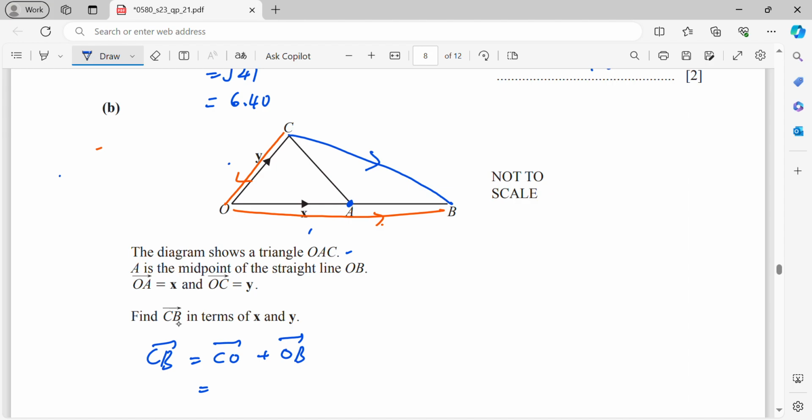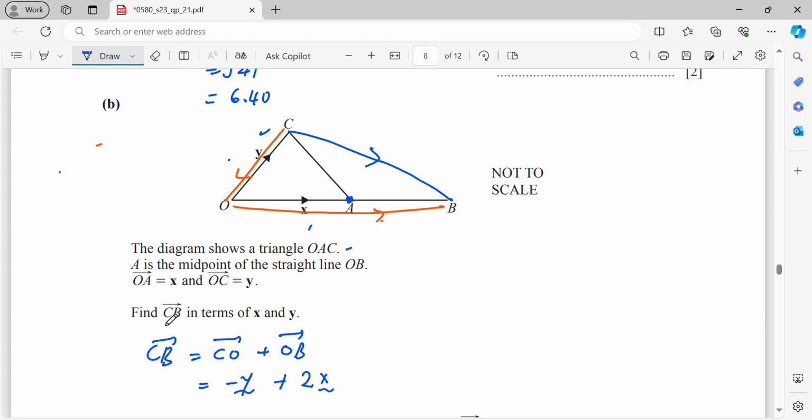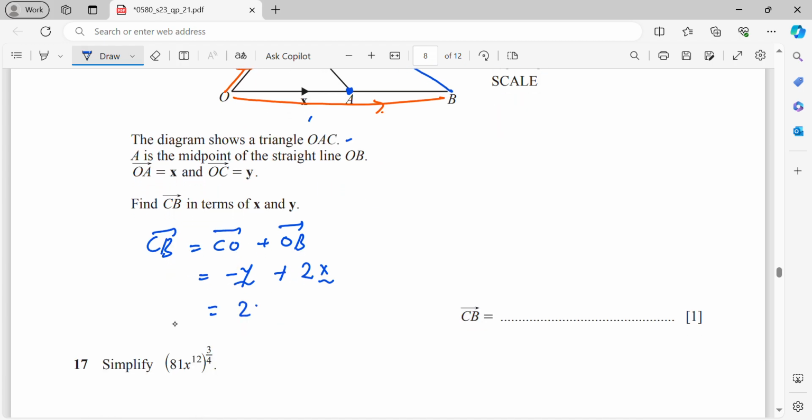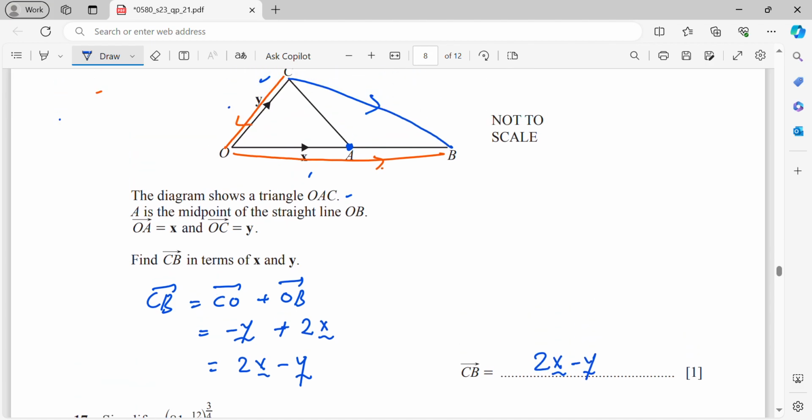So CO, when you look at the arrow here, this CO is in the opposite direction of OC. That means it's minus y, because it's the opposite vector, plus OB. Now, since A is the midpoint of OB, that means OB is double of OA. Therefore, I will just write plus 2x. So I can just rearrange this into 2x minus y. Okay, so done for this question.